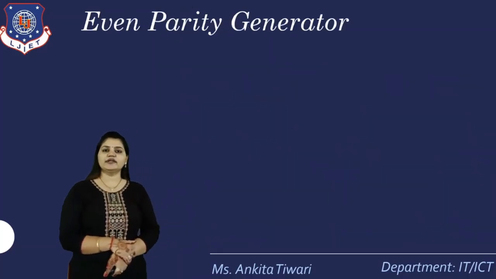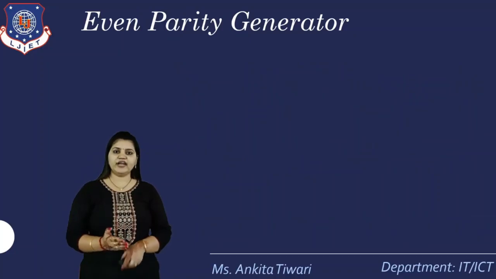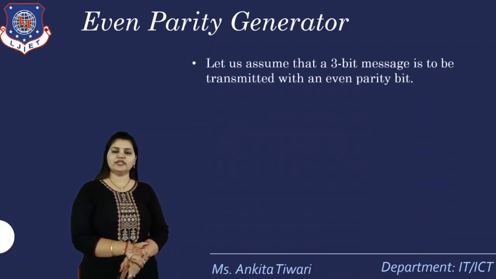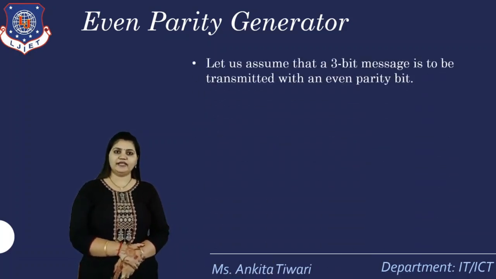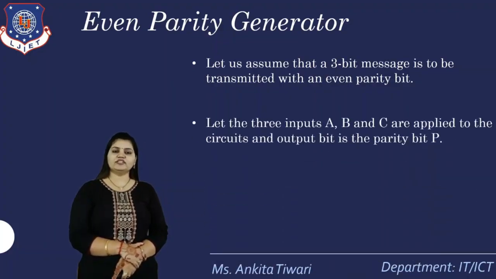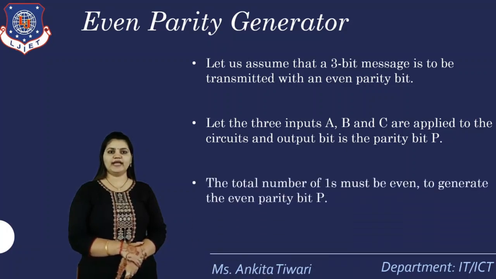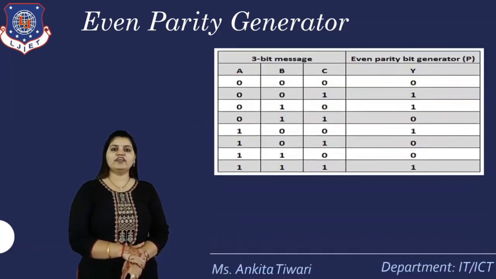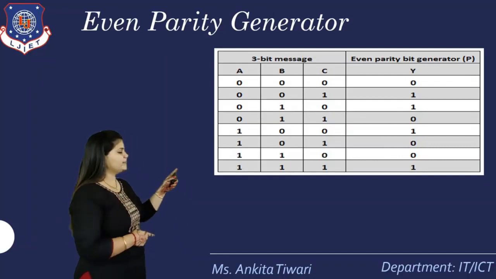Now with respect to the parity generator, we have the even parity generator and the odd parity generator. We'll see only one example here, that is the even parity generator. What do you mean by an even parity generator? Let us assume it's an even parity, so we have to assume some bits. Here we are taking a 3-bit message to be transmitted with an even parity bit. Let there be 3 bits A, B and C which are applied to the circuit, and the output we get is the parity bit P. The total number of ones must be even in order to generate the even parity bit P. For that we have to see the table. Here this is the 3-bit message.